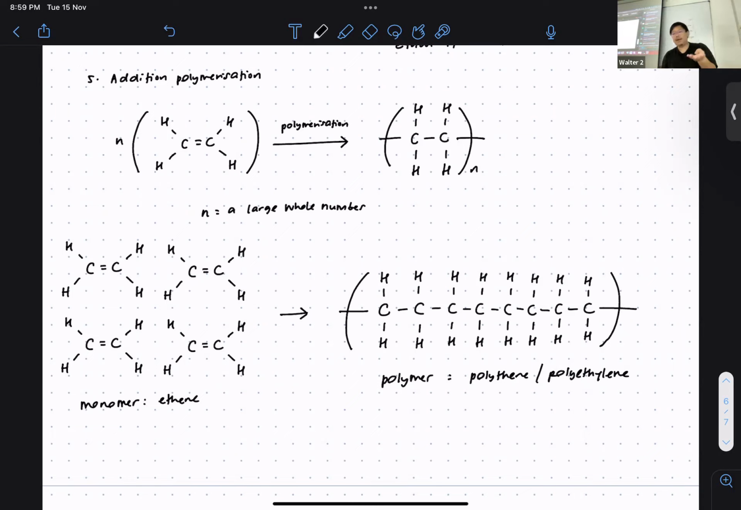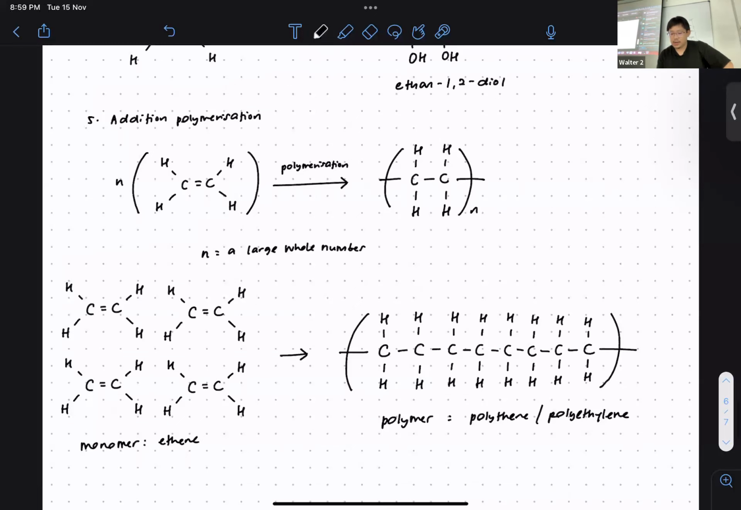We have polypropylene, we have polycarbonate, many different polyesters. All those are different types of polymers, which we use for different purposes. So most plastic materials are actually polymers.